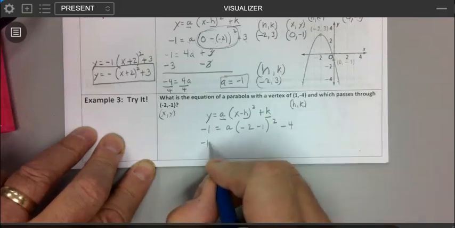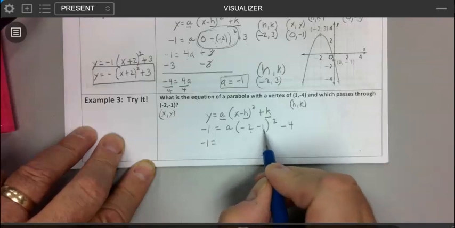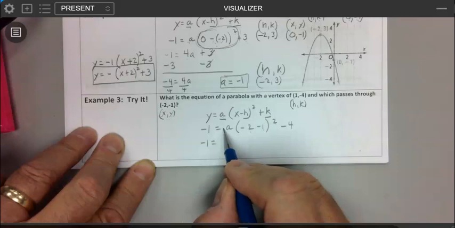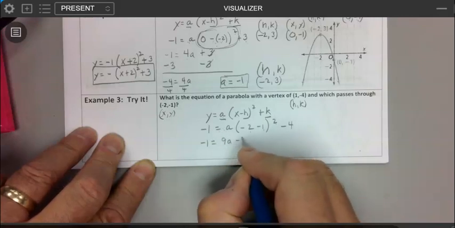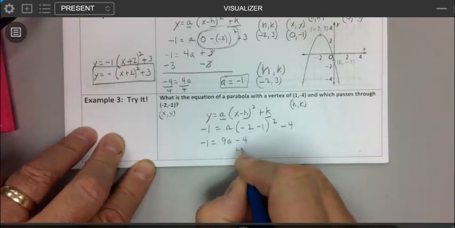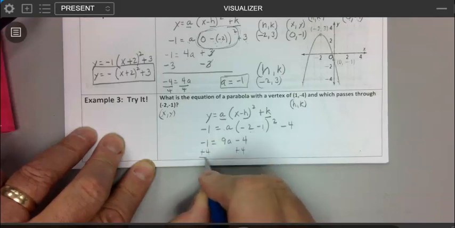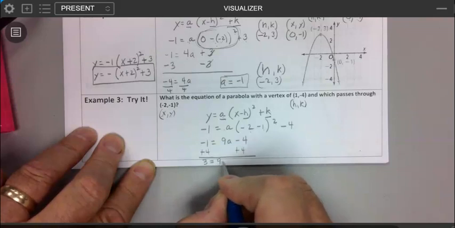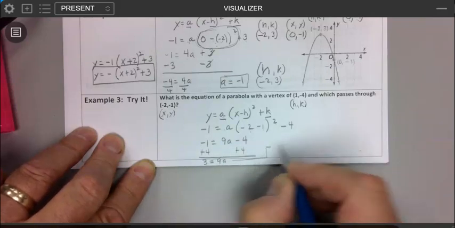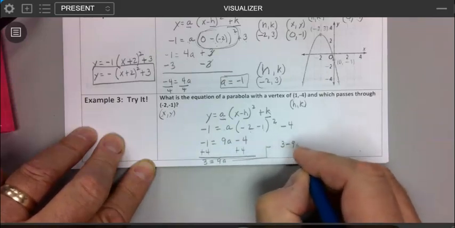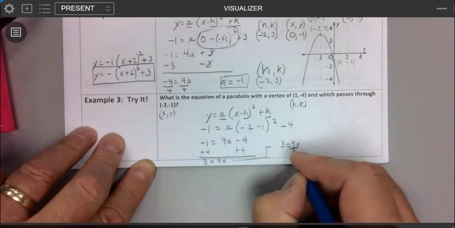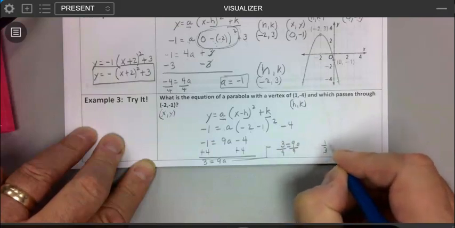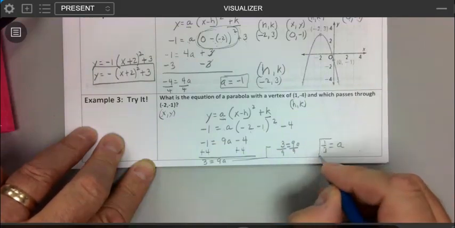So let's do some simplifying. -2 minus 1 is -3. Squared would be 9. And remember, put the 9 in front. Now I can solve for a, add 4. So it gives me 3. 3 equals 9a. I divide by 9. And I get 1/3 for a.